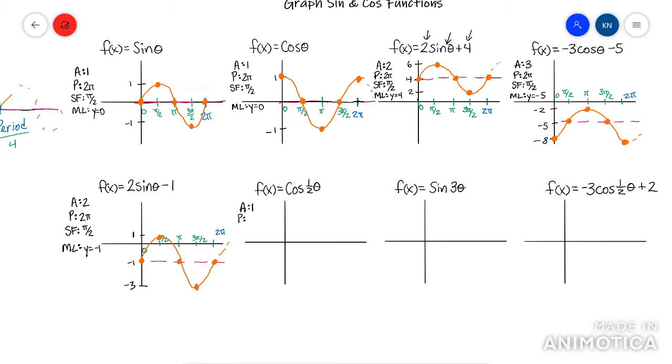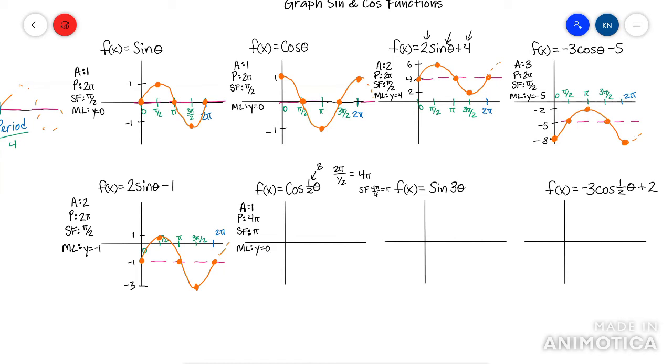Your period is 2 pi divided by b. So that's 2 pi divided by 1/2, which is 4 pi. That's the new period. Which means your scale factor, you divide the period by 4, would just be pi. And your midline, there's no shift at the end, so it's just y equals 0.